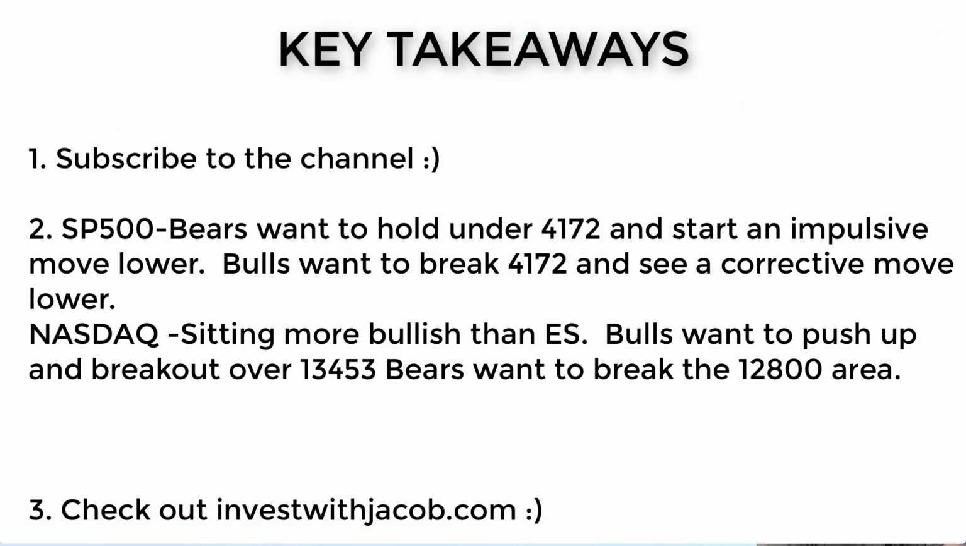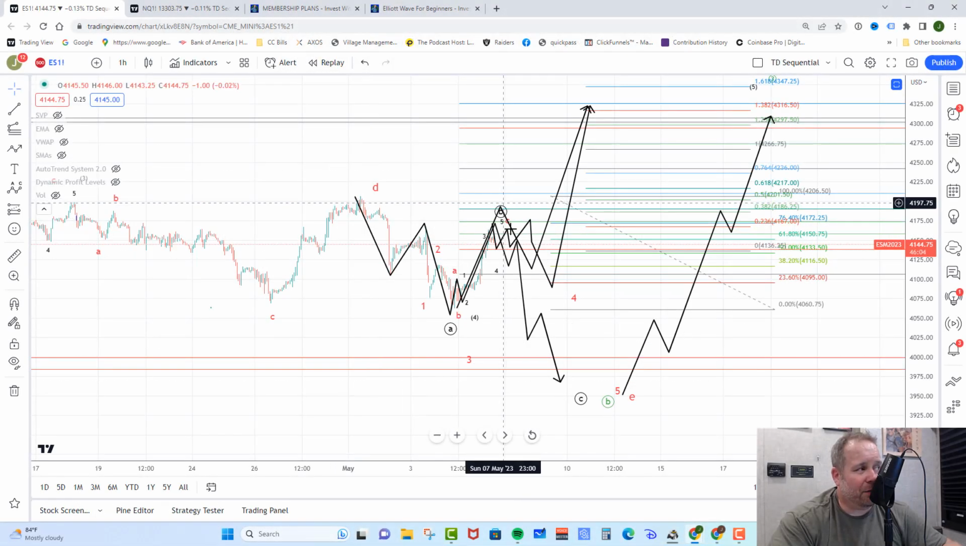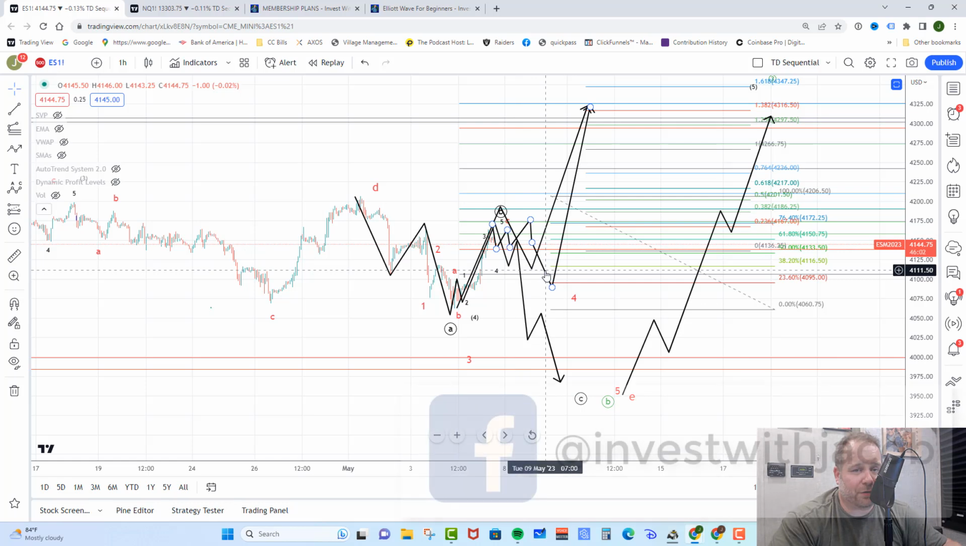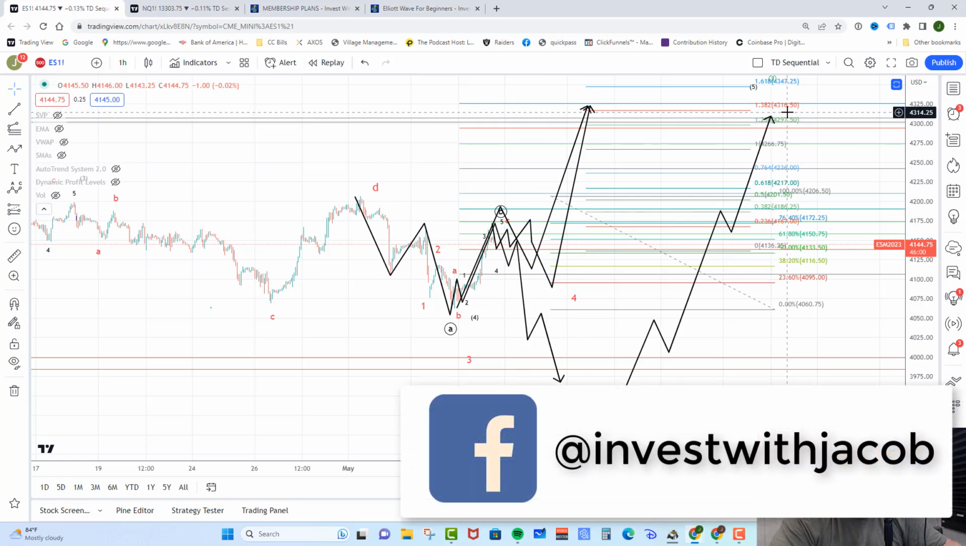Key takeaways for today. For the bulls on the ES, we would like to see them push higher and take out this B wave high here at around 4170. If they can break that high and push up toward this D wave high, then we would look for a pullback that holds support and looks corrective, and then a C wave up toward the 4316 area.